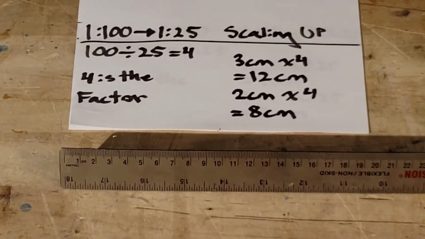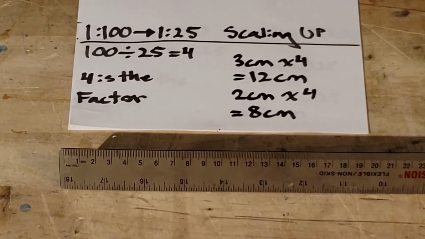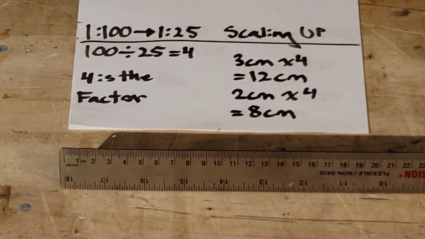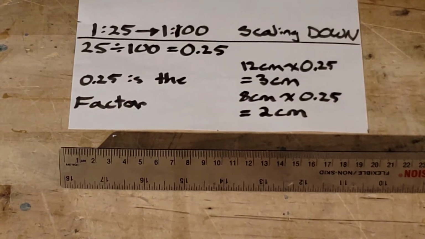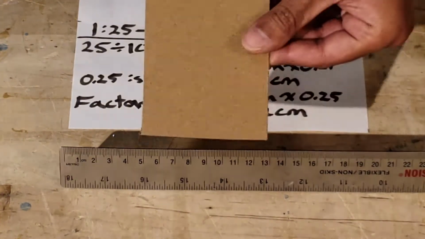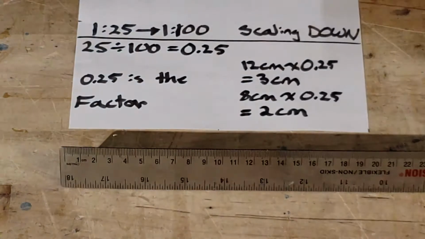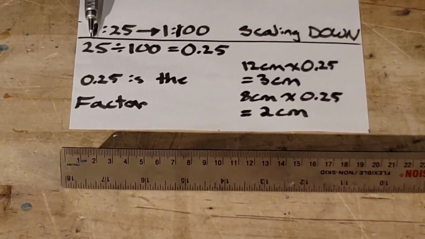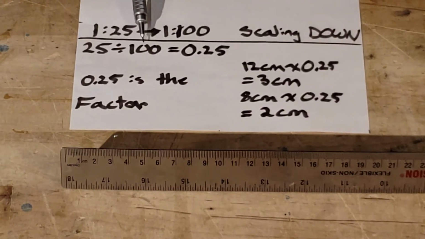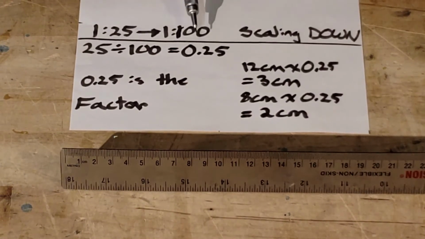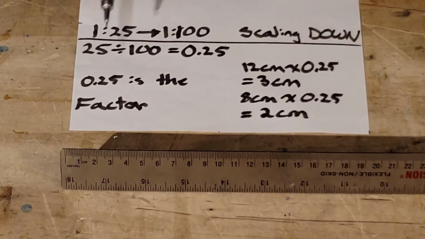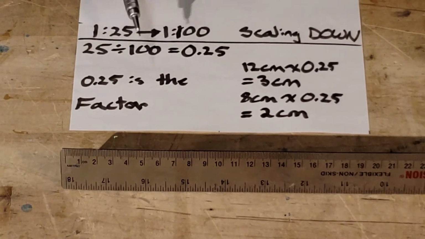Now let's go over a reverse scenario where we're going from a scale of 1 to 25 down to 1 to 100, which is called scaling down. Using the same wall earlier, remember it was 12 centimeters tall by 8 centimeters wide at 1 to 25. For this factor, we will take 25 first, divided by 100 as that is the scale we want to get to, which gives us 0.25.